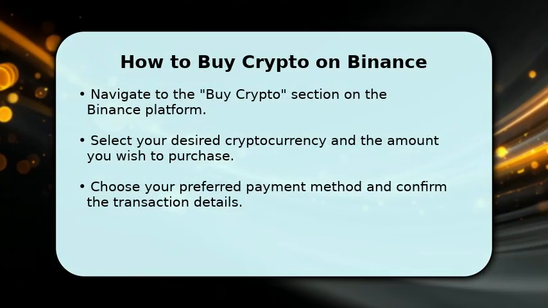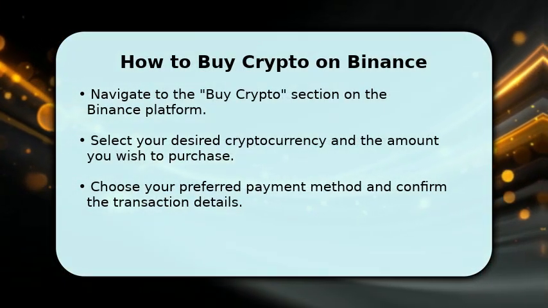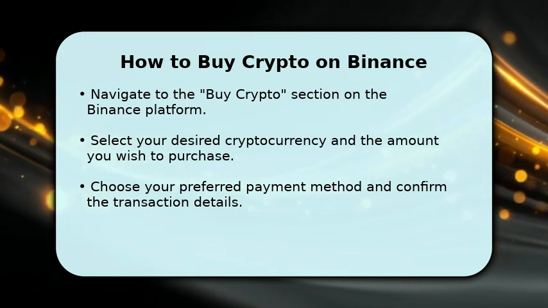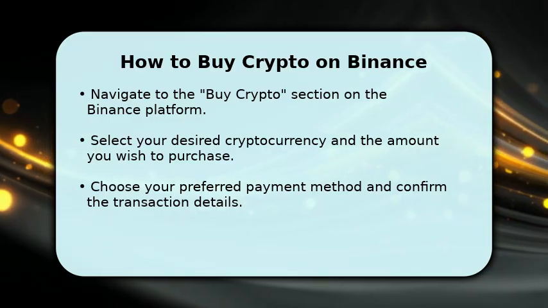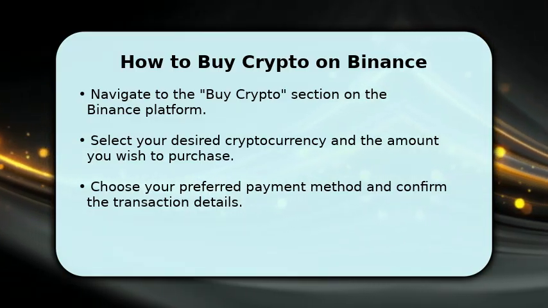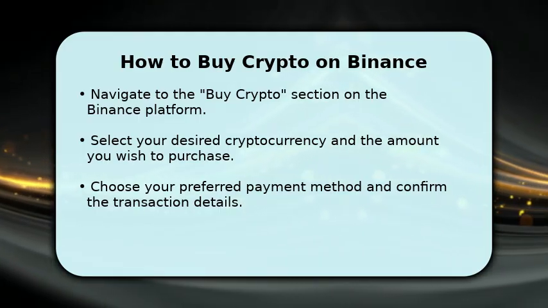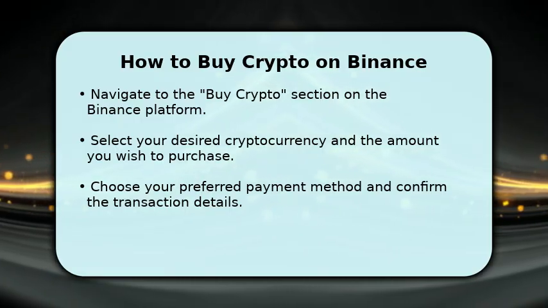To buy cryptocurrency, simply navigate to the Buy Crypto section on the Binance platform. Here, you can select the specific cryptocurrency you want to acquire, like Bitcoin or Ethereum, and enter the amount you wish to spend. After choosing your preferred payment method, such as a bank card or fiat balance, review all the transaction details carefully before confirming your purchase.